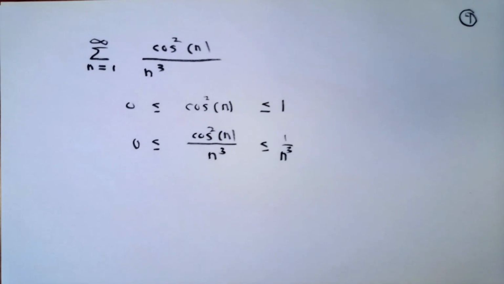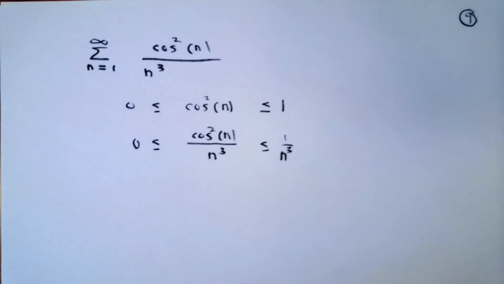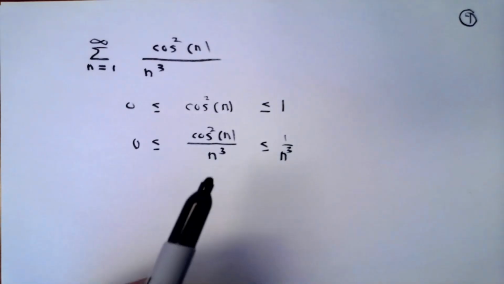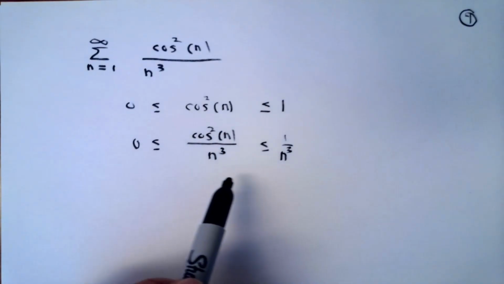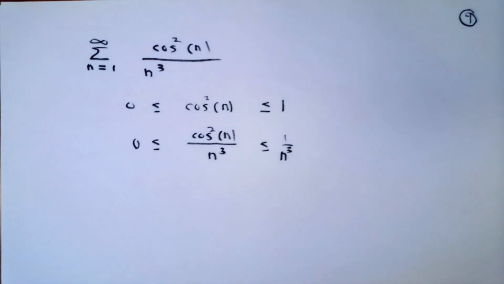If I wanted to write out a sentence as I did before, I would say that since this inequality is true, and the sum n equal 1 to infinity of 1 over n cubed converges, it being a p-series with p equal 3, it follows that the sum n equal 1 to infinity of the terms in the middle, cosine squared n over n cubed, converges by the direct comparison test.